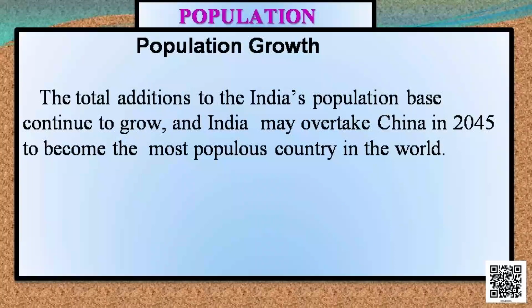Well, this declining trend of the growth rate is indeed a positive indicator of the effort of birth control. But the total additions to the population base continue to grow, which is very alarming. India may overtake China by 2045 to become the most populous country in this world.